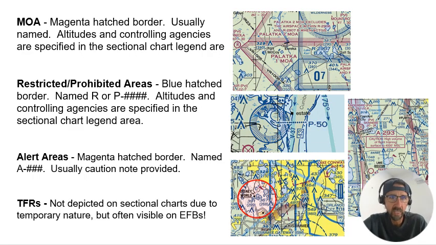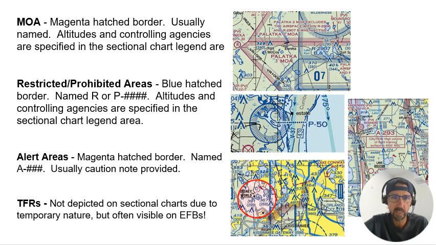Military operation areas, magenta hatched border, usually named. So this one is like the Platka MOA. And so it has a specific name, right? It's on the sectional chart, large areas. Once you get out to the desert, you're going to see giant military operation areas that take up huge amounts of area.